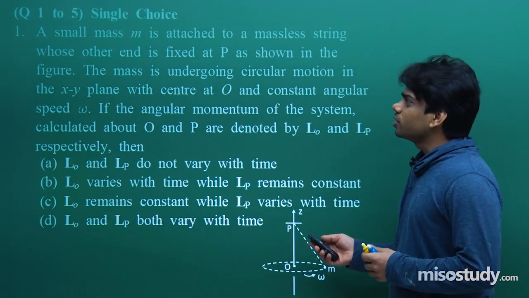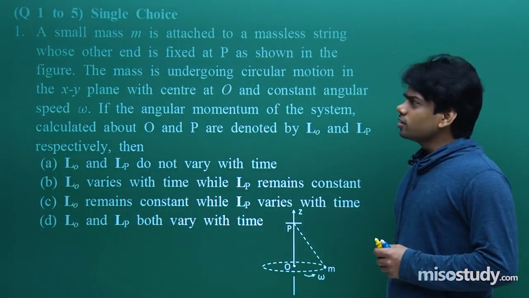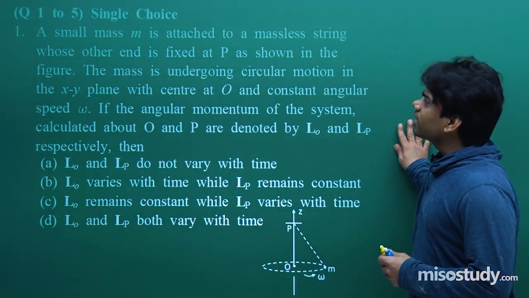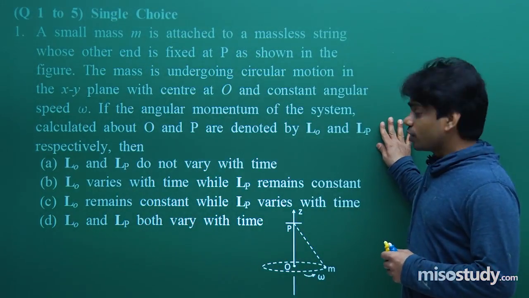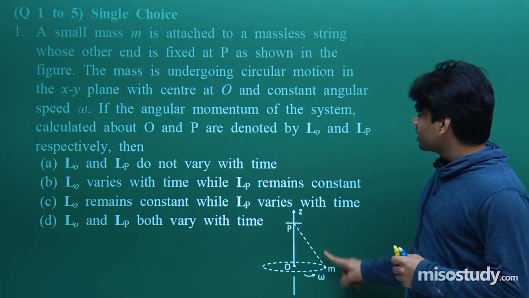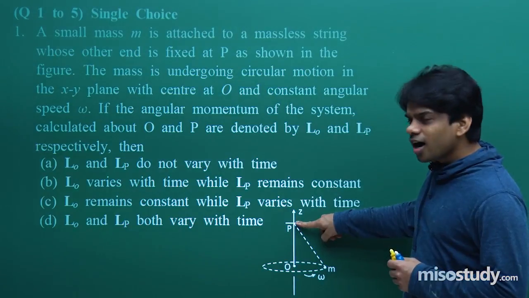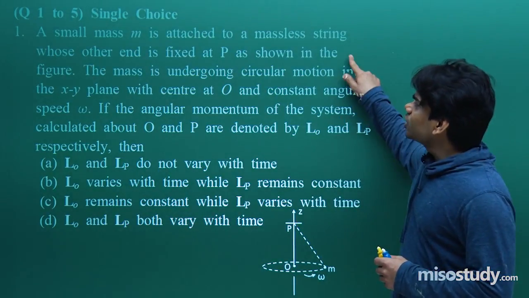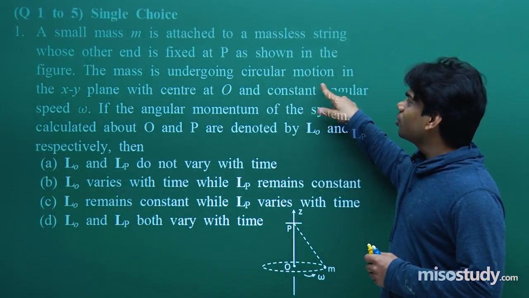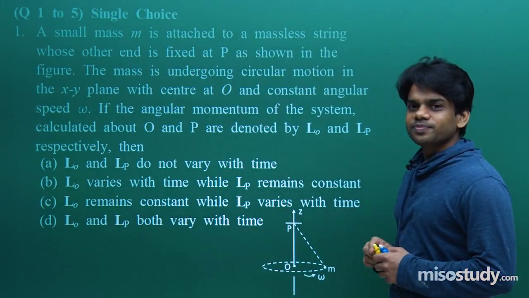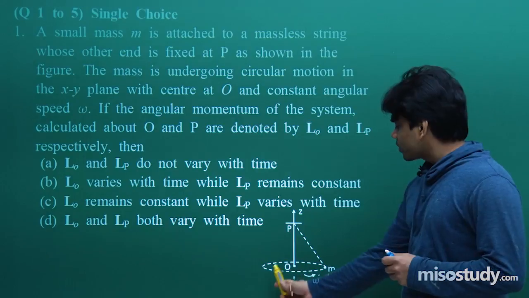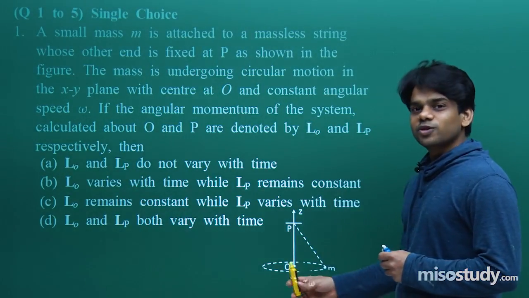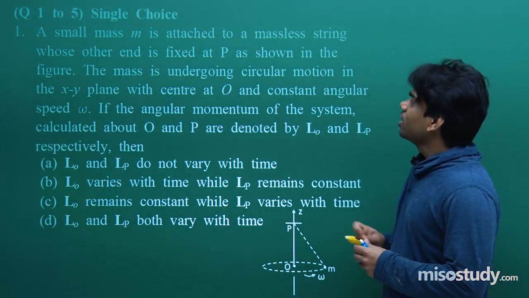The first question is a single choice question. A small mass m is attached to a massless string whose other end is fixed at P. We can see that a small mass m is attached to a point P as shown in the figure. The mass is undergoing circular motion in the xy plane. This is the z-axis and this is the xy plane about which the mass is performing rotational or circular motion.